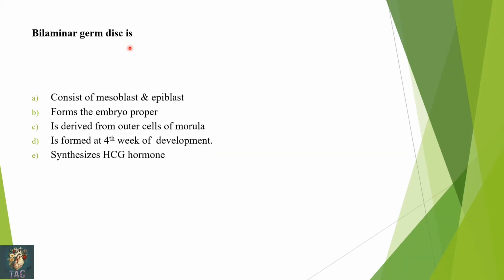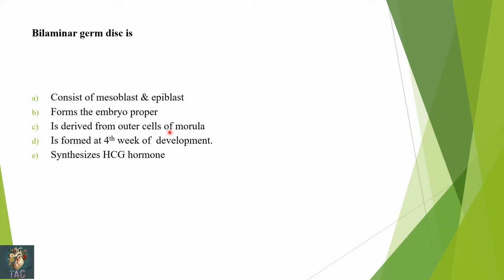Next question is: the bilaminar germ disc consists of mesoblast and hypoblast, forms embryo proper, is derived from the outer cells of the morula, is formed at 4th week of development and synthesizes HCG. So this bilaminar germ disc is formed of the hypoblast and the epiblast. There is no mesoblast. It forms embryo proper, yes.